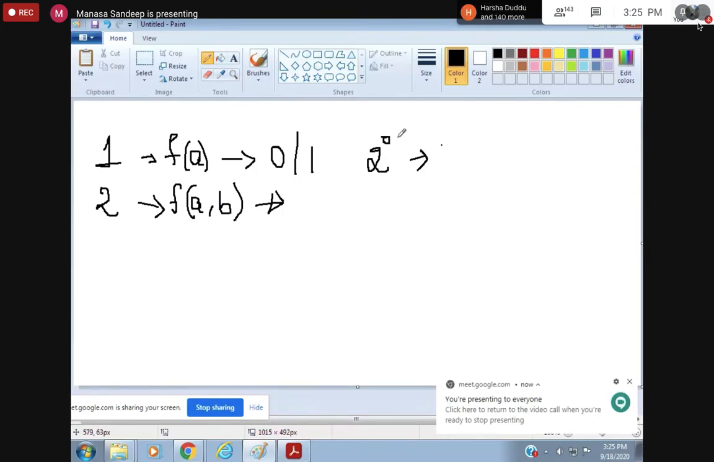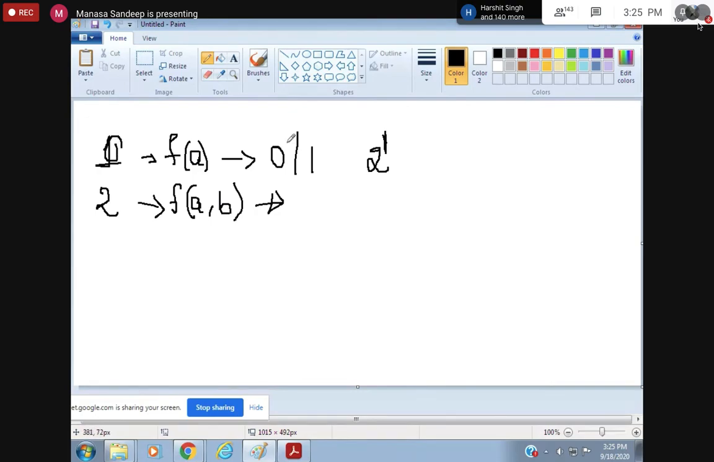Sorry, 2 power 1. So here I have made that. How many bits are you using? 1 bit. So what are the possible values? How many possible values are there? 2 power 1, two values. Which are those two values? 0 and 1.